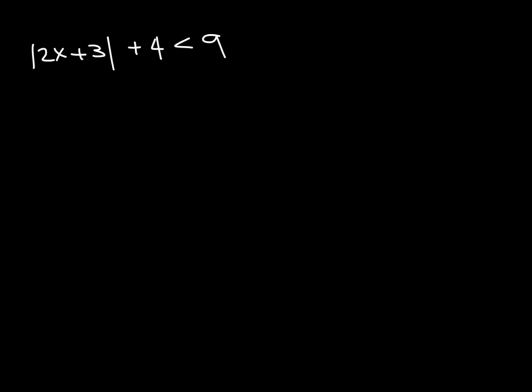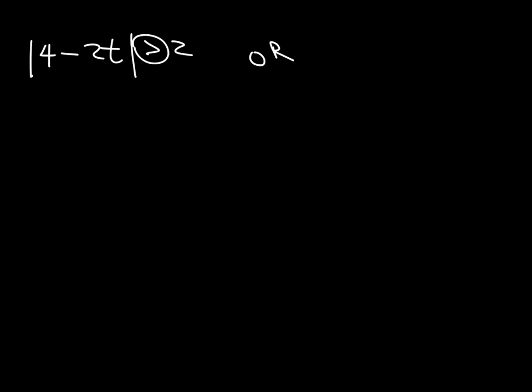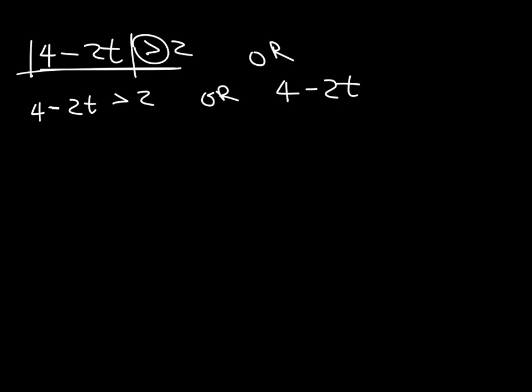Example number 6. I'm sorry I'm going kind of fast, but you can always re-watch these videos if you need to. Number 6, we have the absolute value of 4 minus 2t is greater than 2. Because of the greater than, it is an OR, which means we have two problems. We take the 4 minus 2t out of the absolute value sign and make it greater than 2, or 4 minus 2t out of the absolute value sign, switch the sign around, make the 2 negative, and we solve that one.